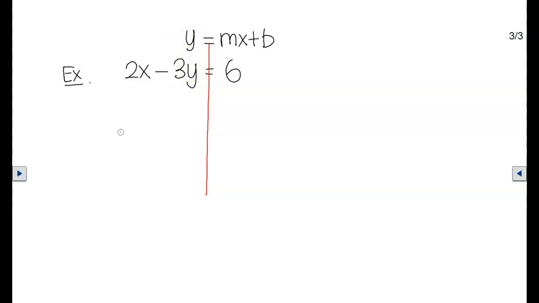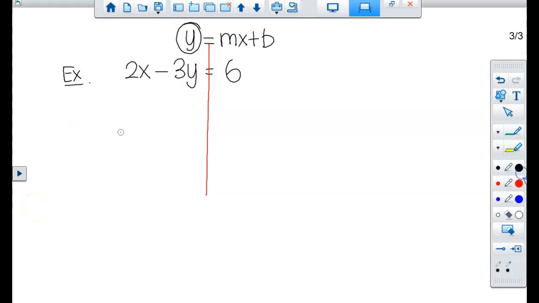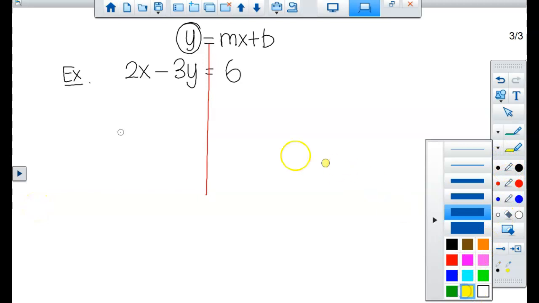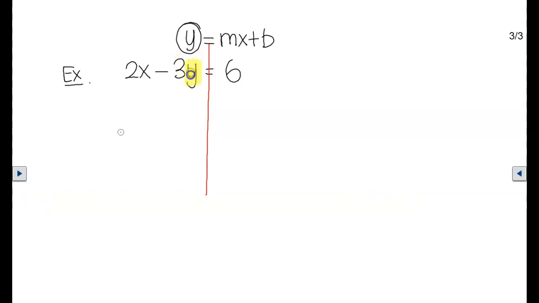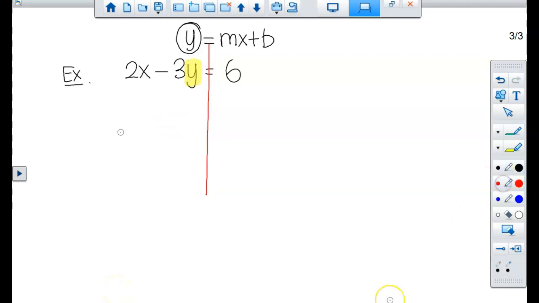So when the equation is not y equals mx plus b, you are going to have to fix it. And to fix it, what you need to do is get the y in that equation all alone. So this y that I'm seeing right here has got to be all alone. Now here's how we're going to do that. The first thing we're going to do is go to the term that doesn't have a y, which is this 2x. And we're either going to add 2x or subtract 2x to cancel that out.